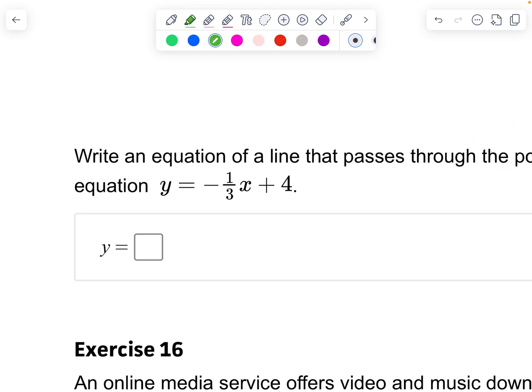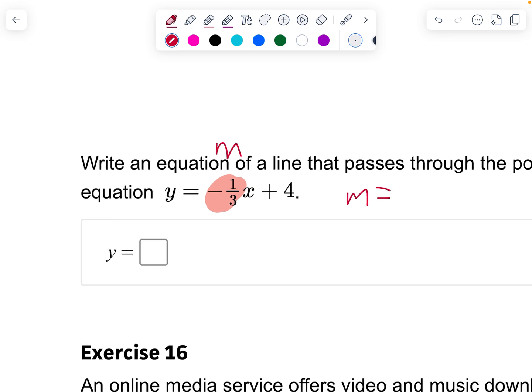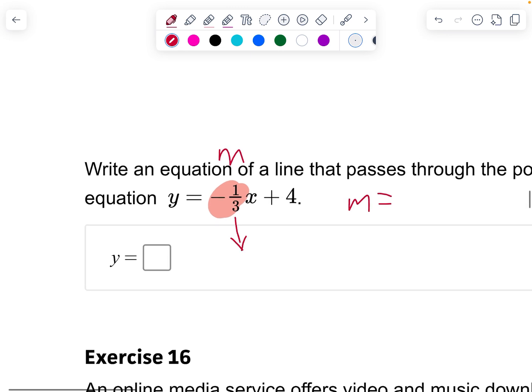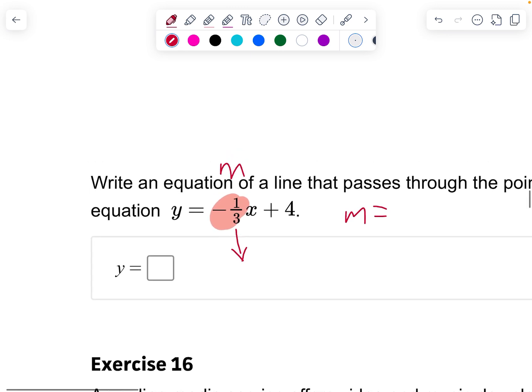Well, what is the slope right here? The slope right here is negative 1/3, okay? And we want it to be perpendicular. If this is the slope for this equation, we want our slope to be perpendicular, so it has to be the opposite reciprocal. Well, the reciprocal of negative 1/3 is 3/1.